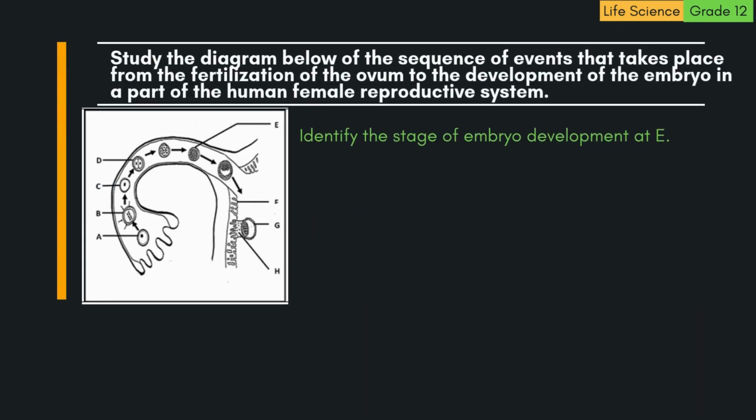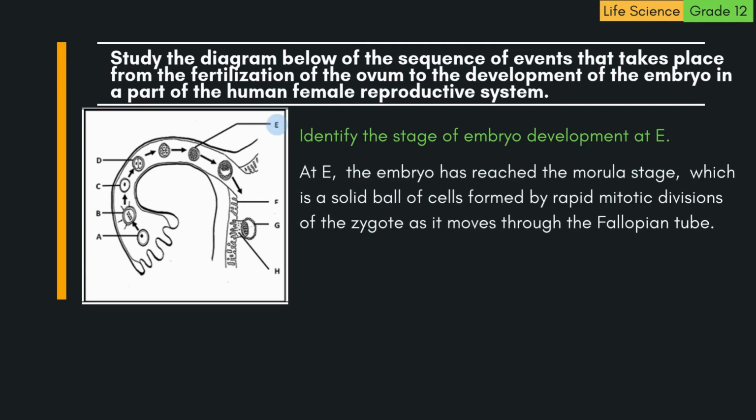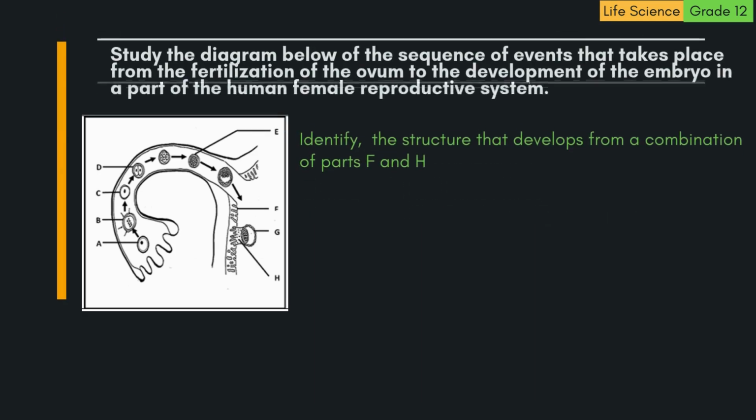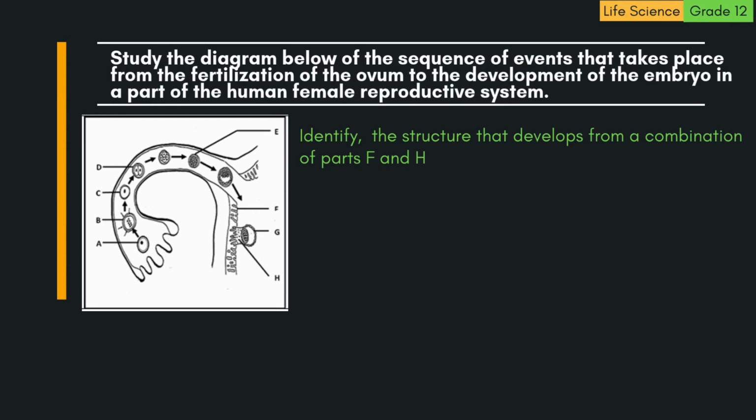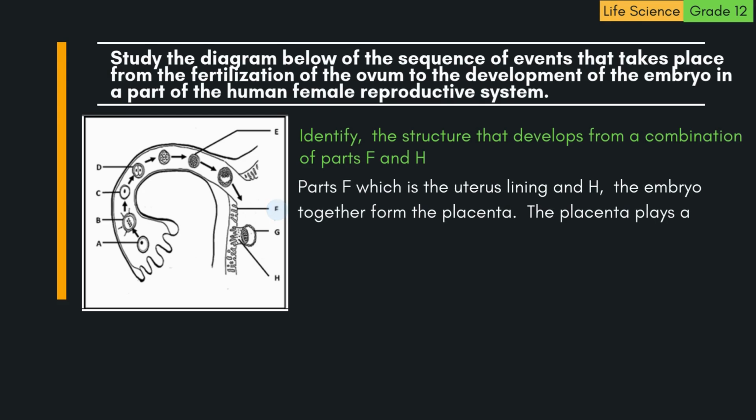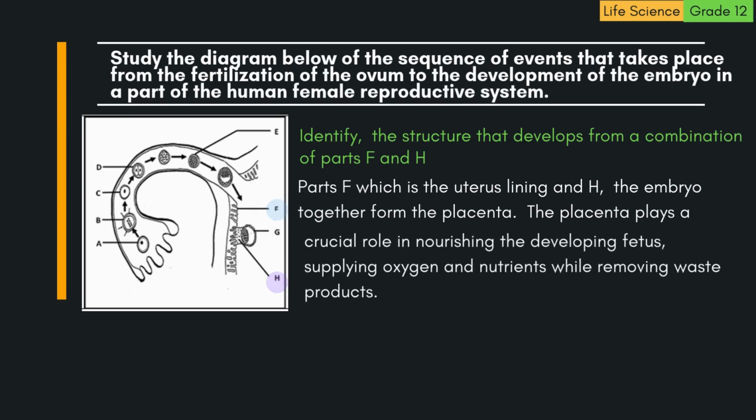Question. Identify the stage of embryo development at E. At E, the embryo has reached the morula stage, which is a solid ball of cells formed by rapid mitotic divisions of the zygote as it moves through the fallopian tube. Question. Identify the structure that develops from a combination of parts F and H. Parts F, which is the uterus lining, and H, the embryo, together form the placenta. The placenta plays a crucial role in nourishing the developing fetus, supplying oxygen and nutrients while removing waste products.